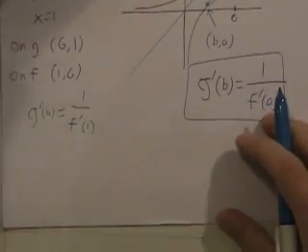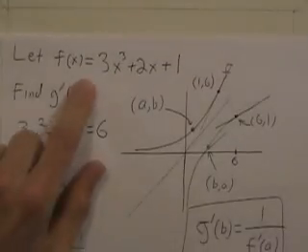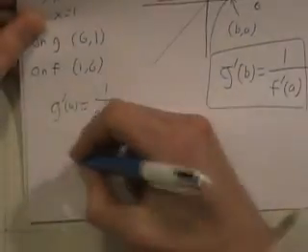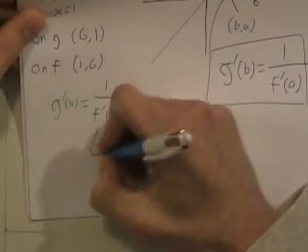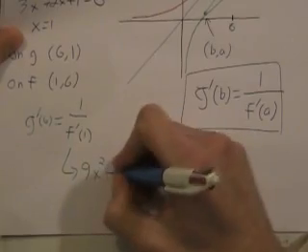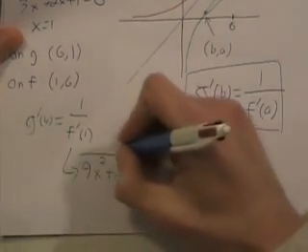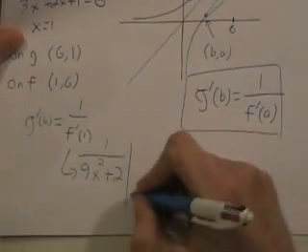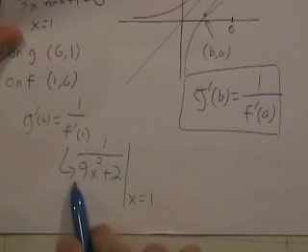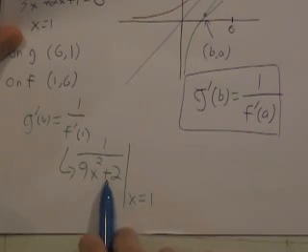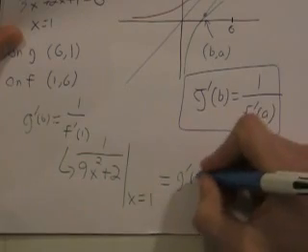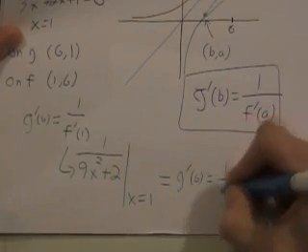That makes it easy because all you need to do is differentiate f. That's going to be 9x squared plus 2. So f prime of 1 is 9x squared plus 2, or 1 over 9x squared plus 2, evaluated when x is 1. Plug 1 into that, and you get 9 times 1 is 9, plus 2 is 11, and g prime of 6 is 1/11.